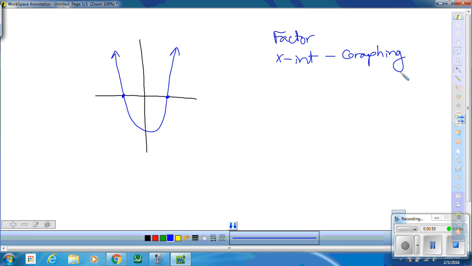Well, what if we don't always have a graphing utility with us? I don't have Desmos. I don't have my graphing calculator. What are some other options for finding those solutions? And so that's what we're going to be working on the next couple of days.